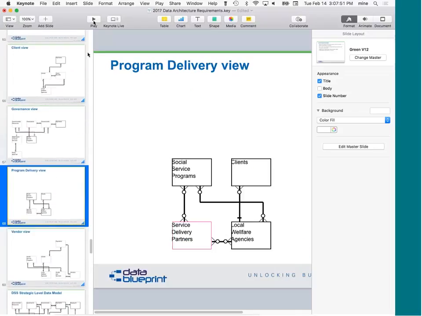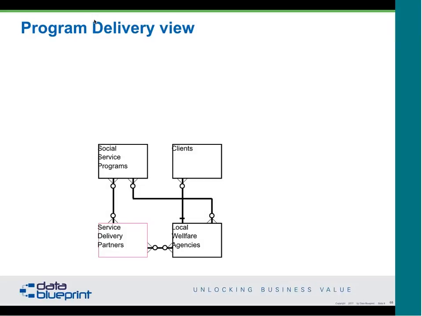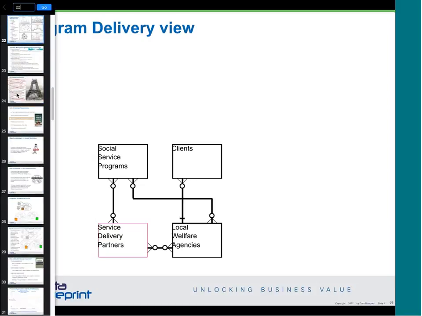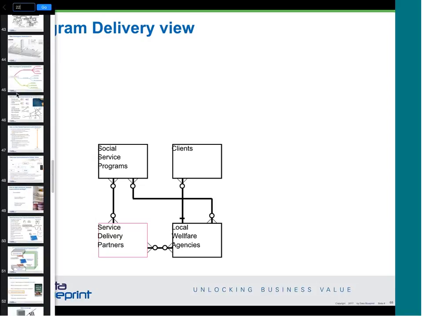So here's a data model. I didn't show this one during the presentation, but it's part of, in this case, the delivery view of a local welfare agency. You can see the model shows social service programs, clients, service delivery partners, and welfare agencies. It's high level, it's conceptual in nature, it doesn't have any attribution or even any keys. But this model clearly allows us to see what's happening within that particular function.